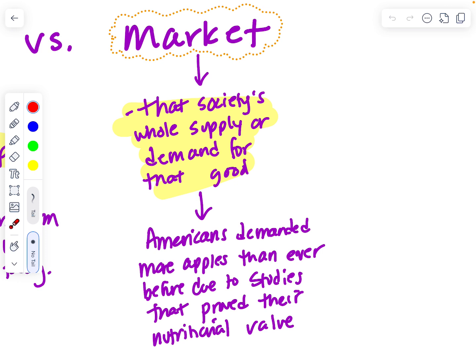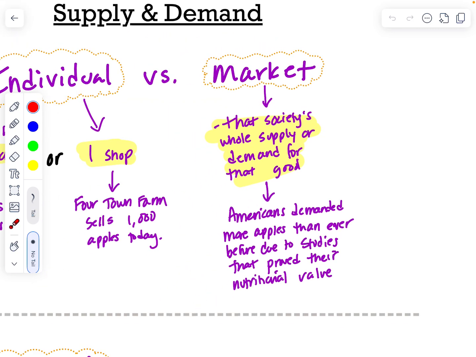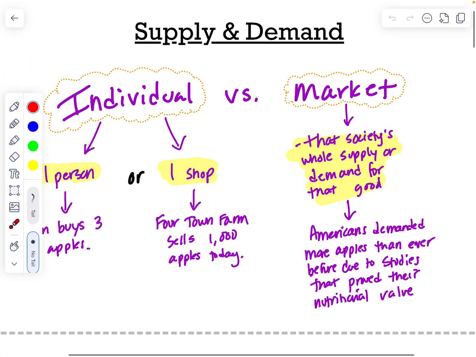So for example, going back to apples, Americans demanded more apples than ever before due to the studies that prove their nutritional value. So that's a great market demand scenario. A market supply scenario might be something like there's a fungus attacking apple trees, therefore this year's harvest of apples was lower than it had been in the past. So individual versus market is what we're taking a look at in Unit 1.